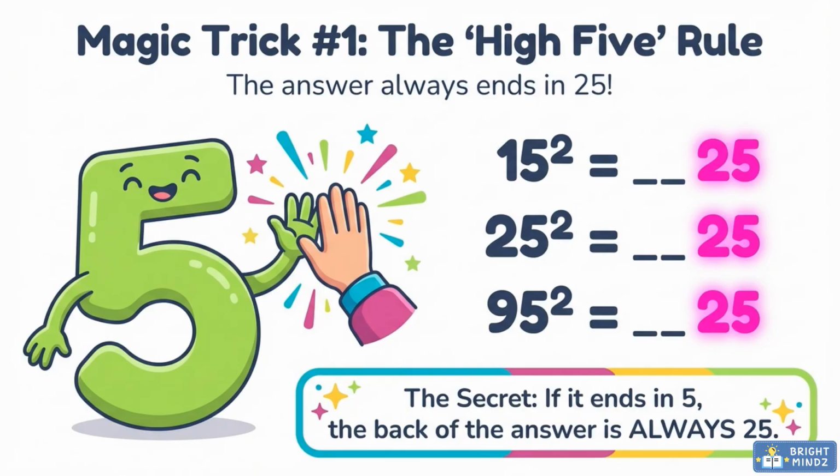There's a neat shortcut for numbers that end in 5. Whenever you square them, the answer always ends in 25. 15 squared, 25 squared, 95 squared, every time. The last two digits are 2 and 5. Next, you learn how to get the front part of the answer just as quickly.